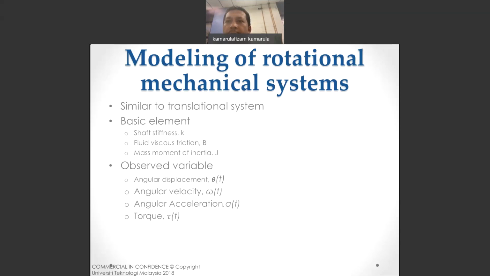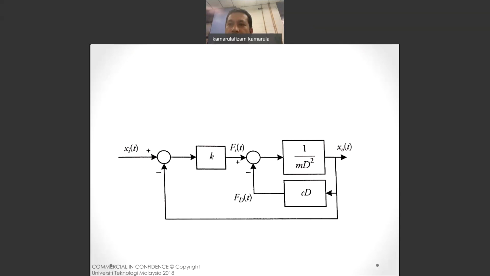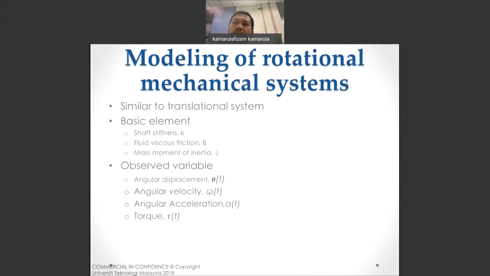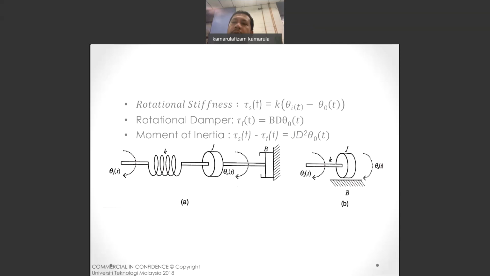This is modeling of rotational system. Also similar with translational, similar with electrical. You also have three elements, right? Which are the shaft stiffness, fluid friction, and mass moment of inertia J. You have K, B, and J. Previously, you had M, D and C. And of course, these are the variables that you are working with: the angular displacement theta, angular velocity omega, angular acceleration alpha, and torque. These are the parameters involved in this.